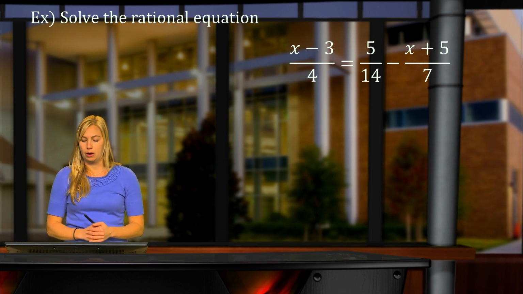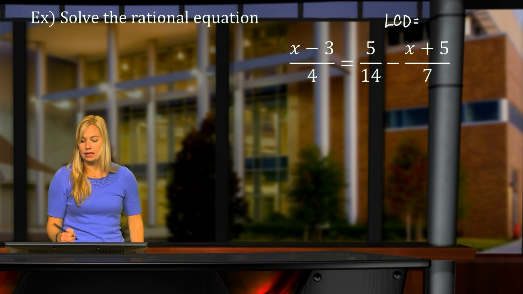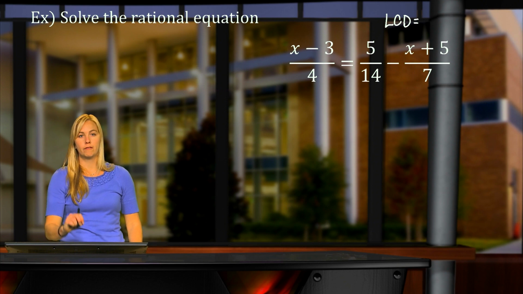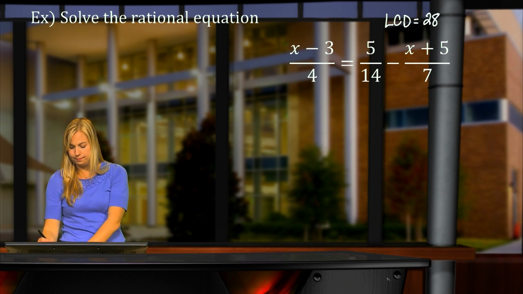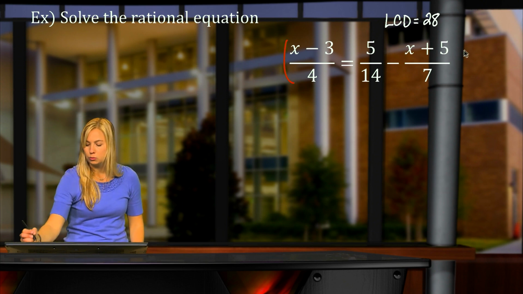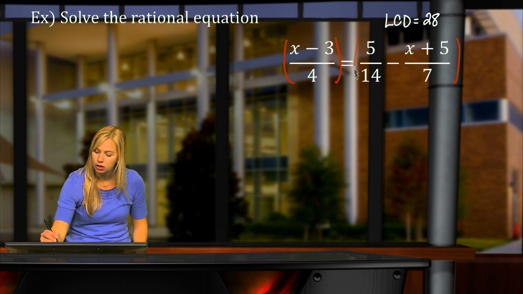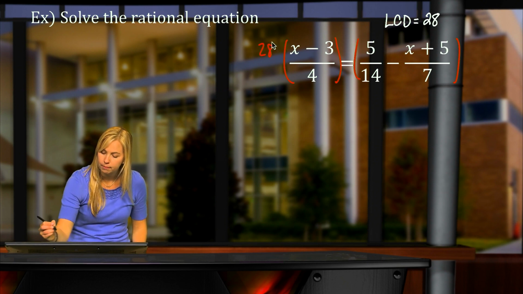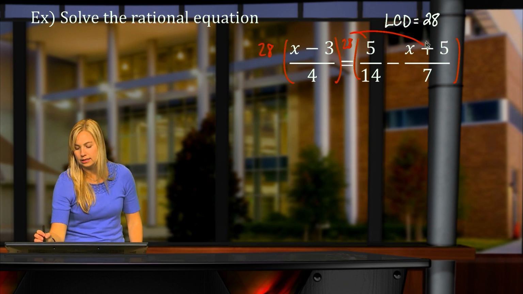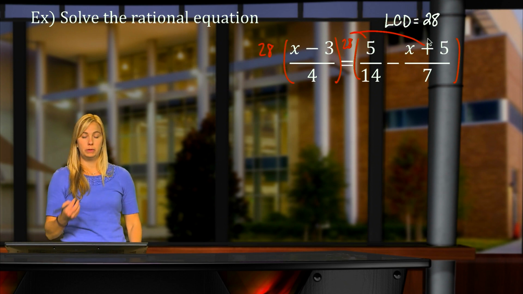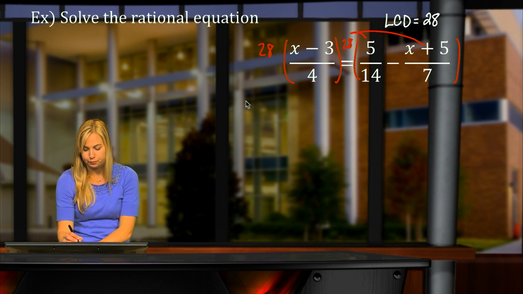Then we want to identify what our LCD is. In this case, the LCD between 4, 14, and 7 is 28. So we are going to multiply both sides of our equation by 28. On the right-hand side, since we've got two terms, we're going to have to distribute this. In the next step, I'm going to show that distribution.